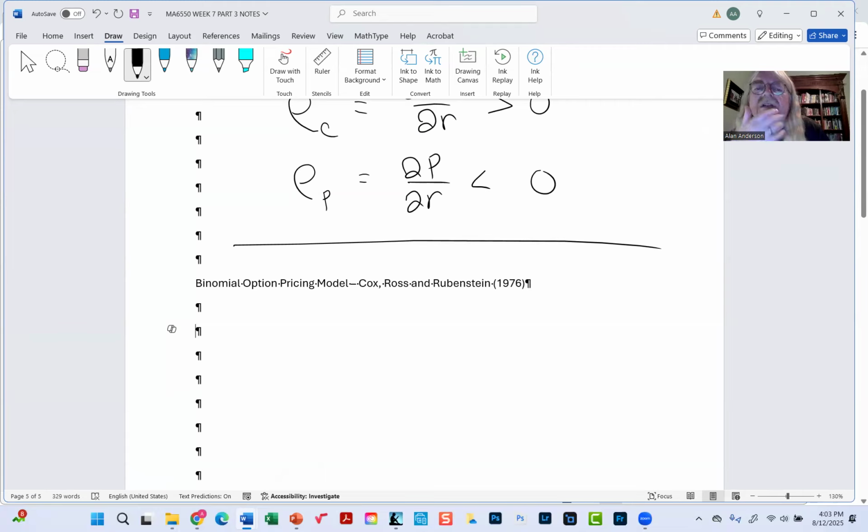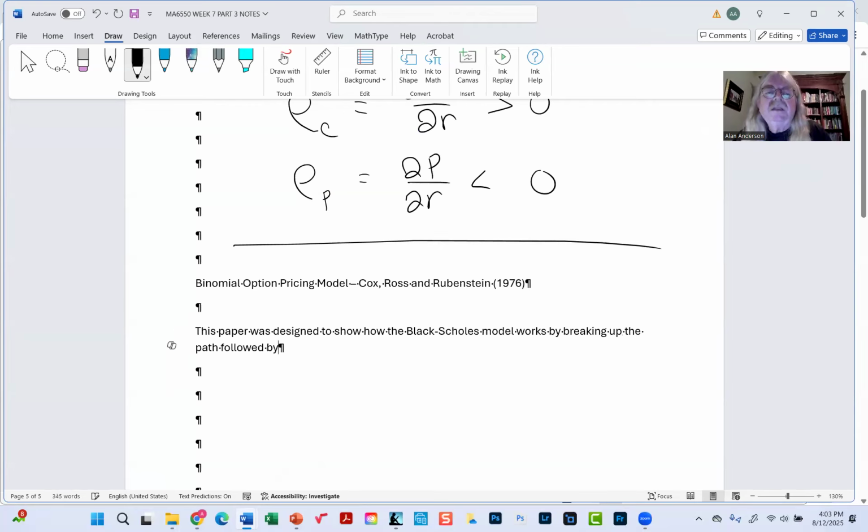But this one too, the purpose of this paper originally was designed to show how the Black-Scholes model works by breaking up the path followed by the underlying asset into a series of discrete steps, but based on the same statistical assumptions built into the Black-Scholes model.